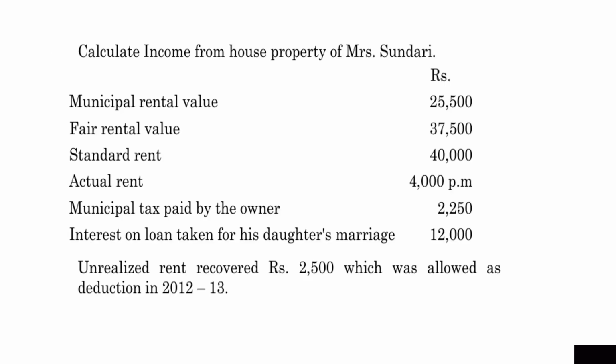Moving to next one. Calculate income from house property. Municipal value, fair value, okay. So this is also one 5-mark question. So same here, your provision in MV, FV, take highest, compare with standard rent and take lowest. So that is the format. So this rendithla highest was 37,500. Compare with 40,000 and take lowest. So that will be the first step.